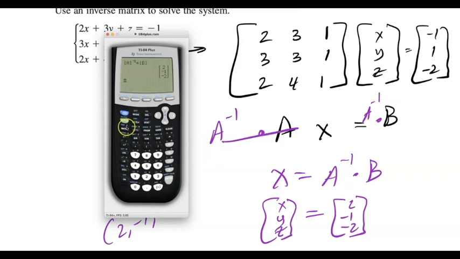For me, this is my go-to. I go math, I go reduce row echelon form like we did in the previous lesson. Then I select my matrix and I get the exact same answer. But for me, it's a little faster. That's the way I would do it.